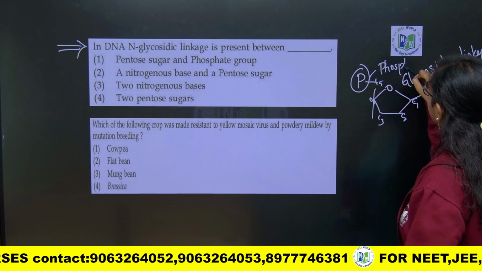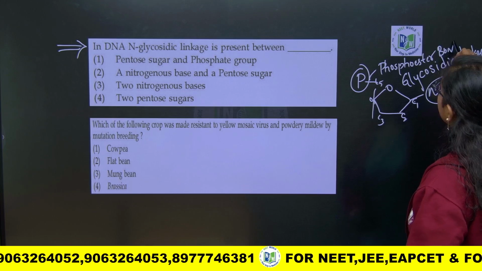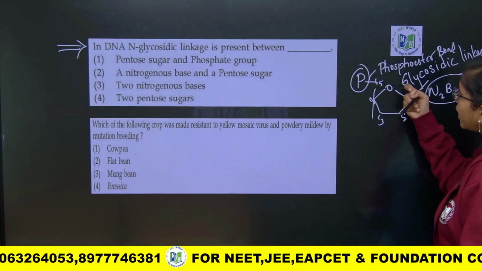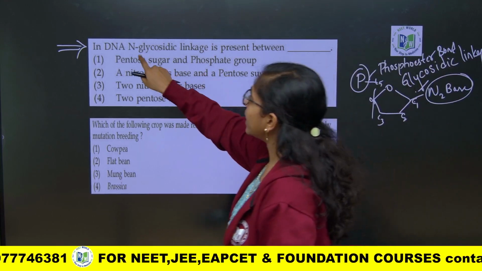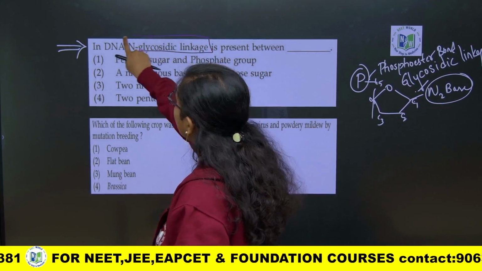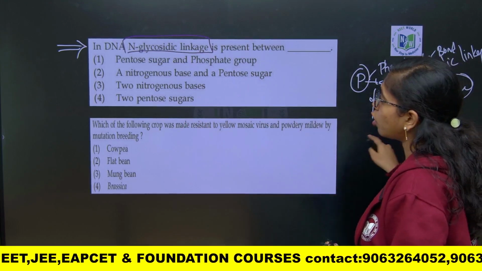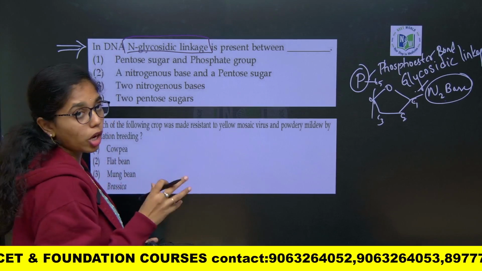phosphoester bond. So for the formation of one nucleotide we need one N-glycosidic bond and one phosphoester bond. Here they have asked us, in DNA, N-glycosidic linkage is present in between the nitrogenous base and pentose sugar. So this is option 2.